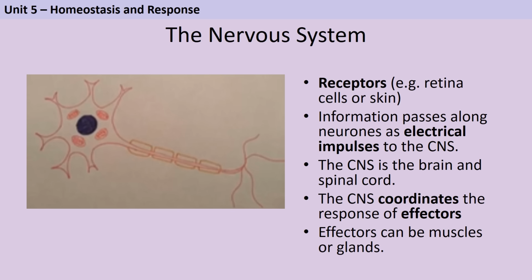The nervous system is made up of receptors, such as the retina cells in your eye or your skin, and it passes information in the form of electrical impulses to the central nervous system, or CNS. This is a combination of your brain and your spinal cord. The CNS then coordinates the response of the effectors, so that could be muscles or it could also be glands.